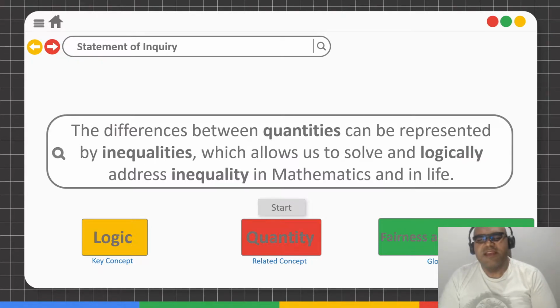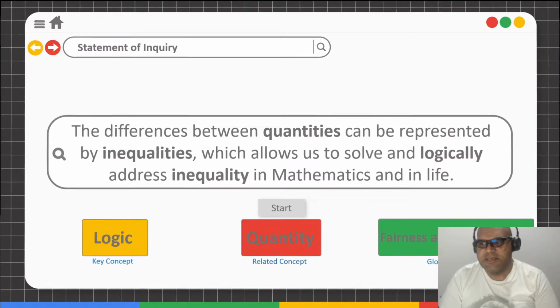Great. Here is our lesson. Here's the most important thing to do. Pay attention here, and I'll explain everything we're supposed to do this lesson. Our key concept is logic, our related concept is quantity, and our global context is fairness and development. This is what we are working on this quarter, in part of this quarter, with this activity. Let's go ahead.